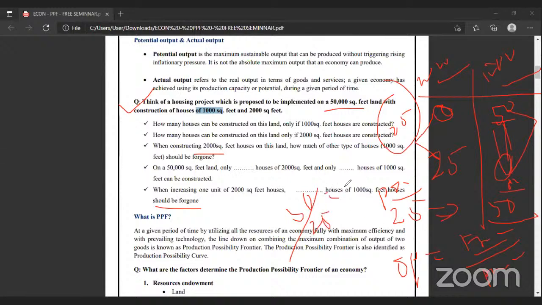Then the answer is 2. What do you mean by the 2? Students, remember that the unit value is important. That means to produce 1 unit of a 2,000 square feet house, now we are going to produce one house using 2,000 square feet. How many houses are we going to sacrifice in terms of 1,000 square feet?